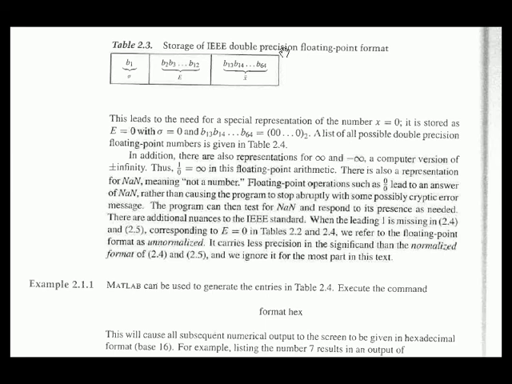That's 64 bits, double precision 64 bits. The first bit just tells you whether the number is positive or negative. The next 11 bits store the exponent, and the last 52 bits store the mantissa. And let's get an example to see what that means.